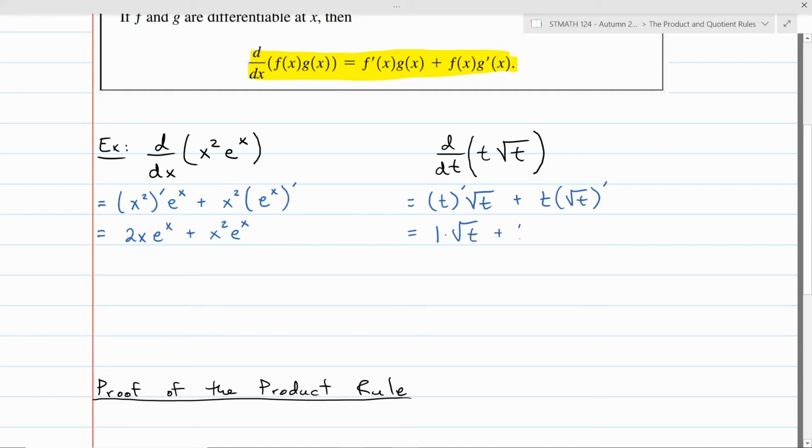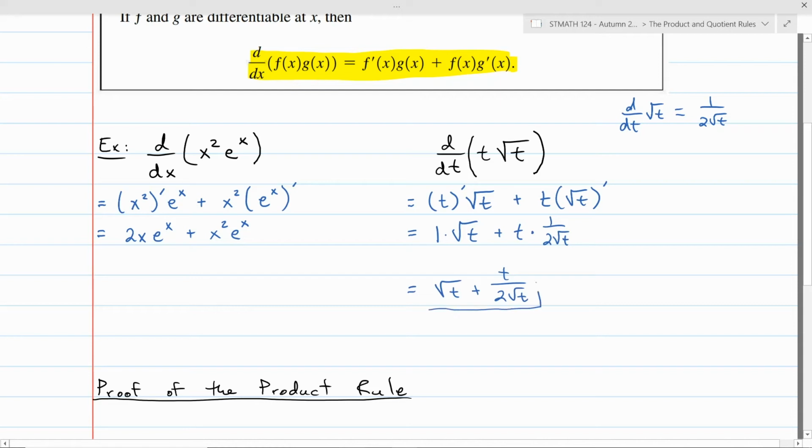And then what is the derivative of square root of t? Well, we actually did it as an example in a previous lesson, but the derivative of square root of t with respect to t turned out to be 1 over 2 square root of t. So that's what we have here, for a grand total of square root of t plus t over 2 square root of t, which is perfectly fine to leave in this form.